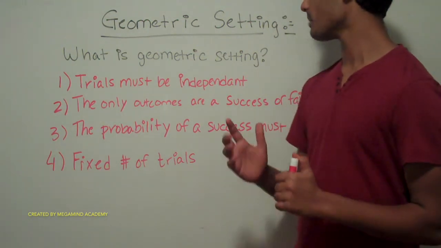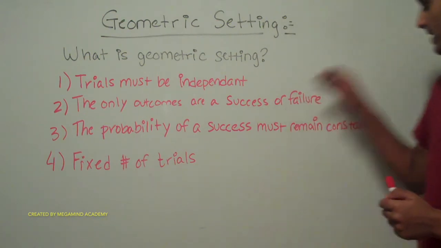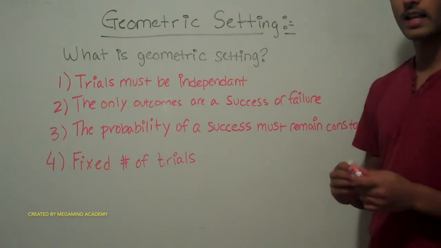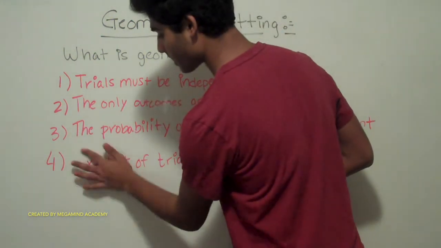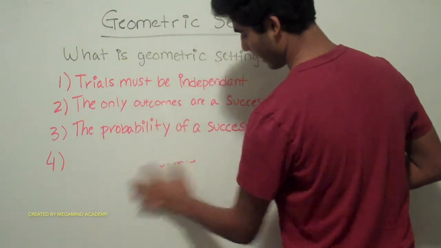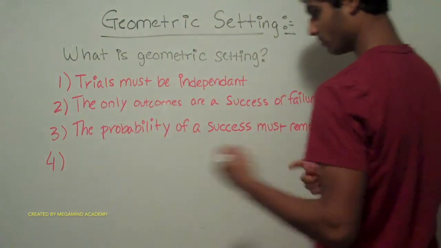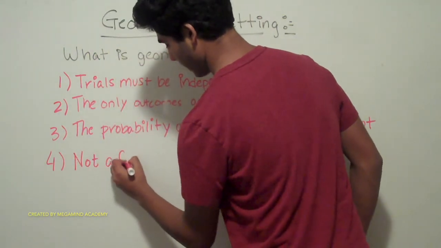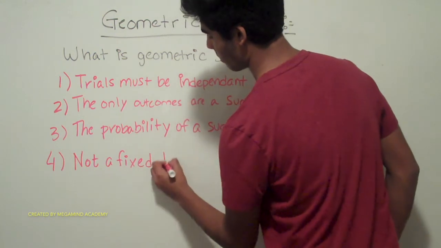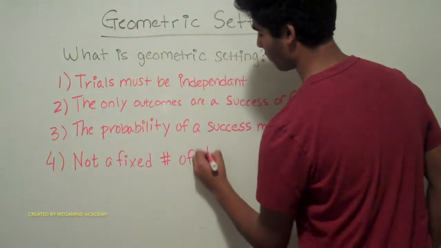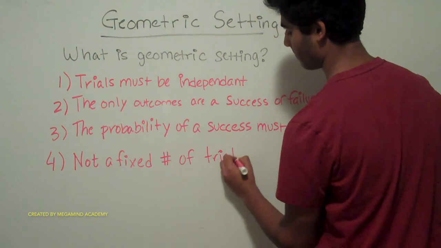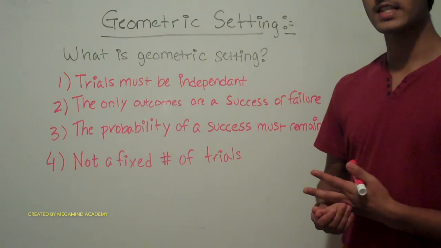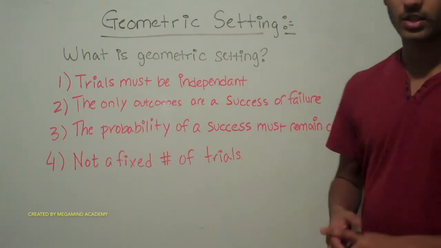So now let's move on to geometric setting. Geometric setting has the same first three conditions, but the last condition is different. The last condition says that there is not a fixed number of trials. And we'll get to why that is in a second. Okay, so why do we not have a fixed number of trials? Well, to figure this out, let's figure out what we want to find with the geometric variable.